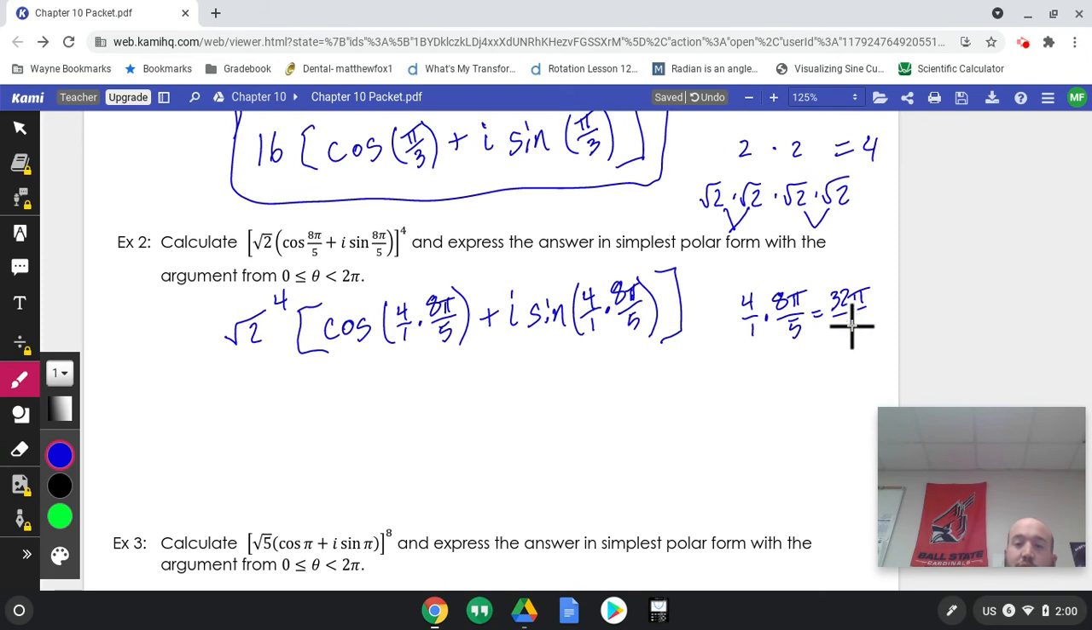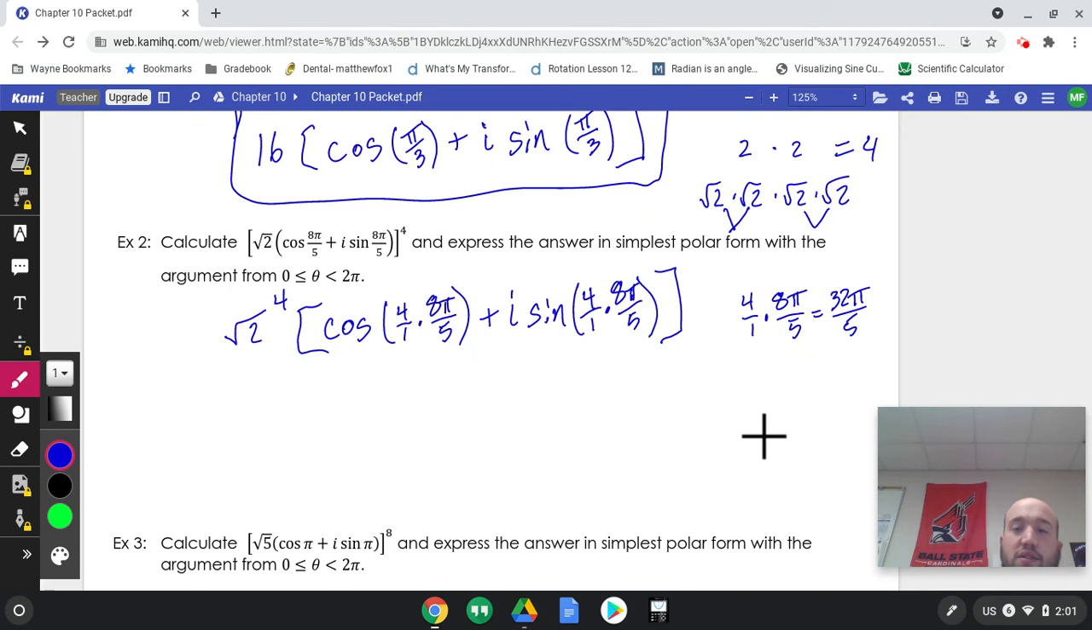So we need to get this below 10 pi over 5. Okay? 10 pi over 5 would reduce to 2 pi, and right now it is above that. So the way we can do that, remember we have the unit circle, and it repeats itself every 2 pi.